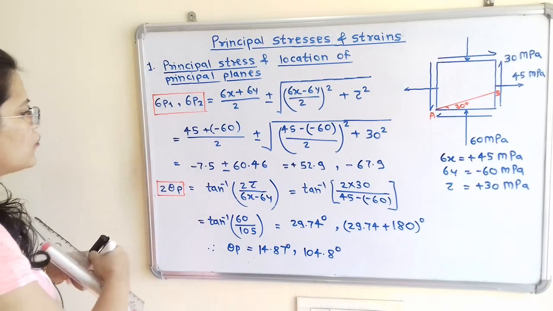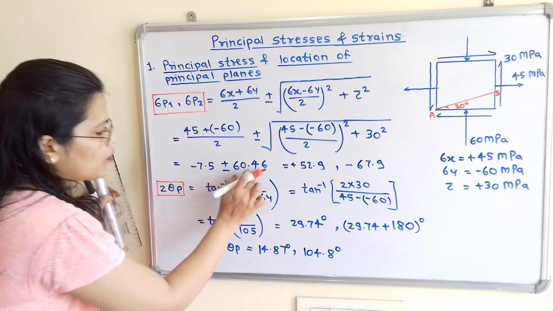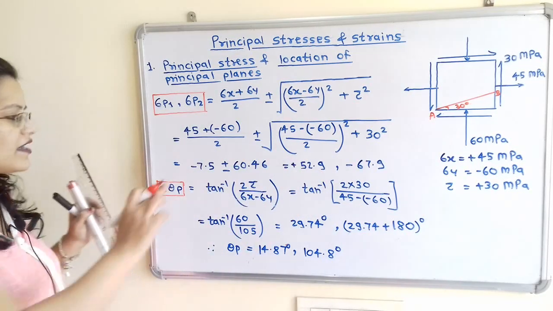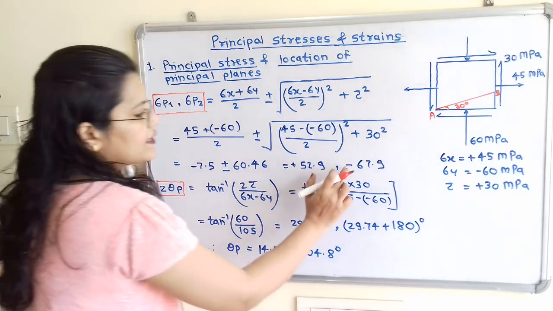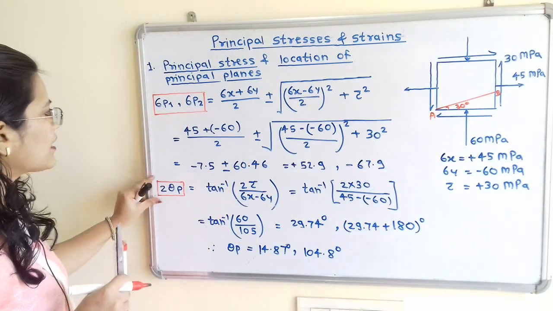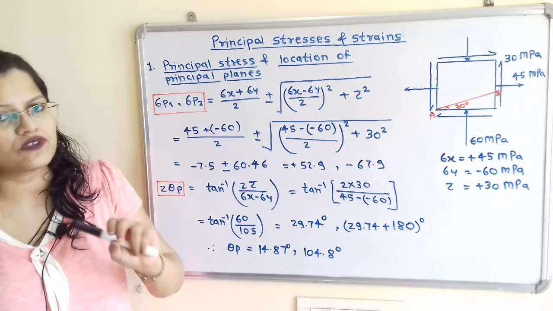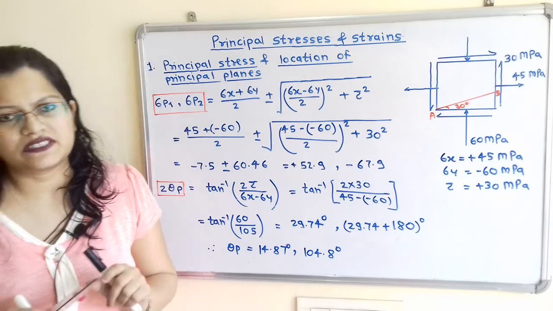For the first value we have to take minus 7.5 plus 60.46, that is equal to 52.9, and for the second value minus 7.5 minus 60.46, that is minus 67.9. Now we will calculate the location of principal planes, and for that we have to calculate the angle theta p, that is the angle for the principal plane.